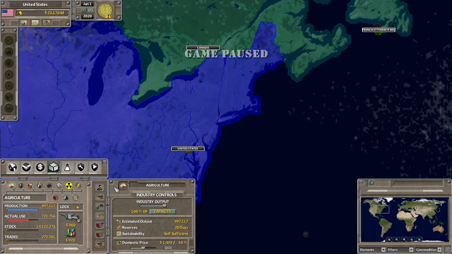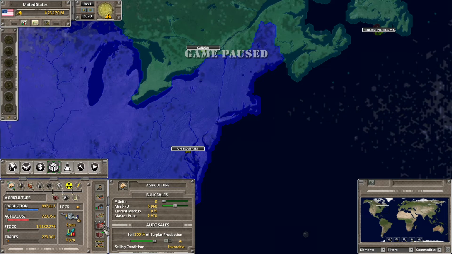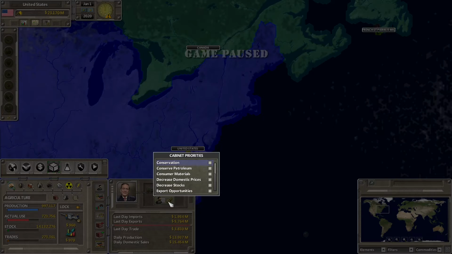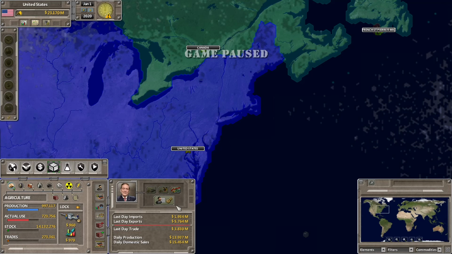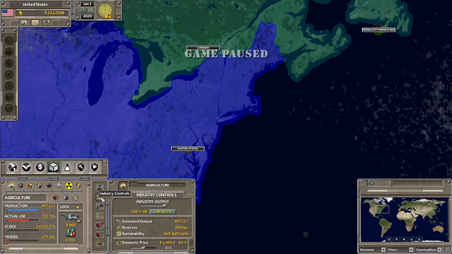And now that depends on if you are actually going into these tabs and selling things yourself and buying things yourself, or if you're letting your AI do it, or if you've given your AI any cabinet priorities. I can make a tutorial on that stuff if you want to know later, but this tutorial is already going to be a long one, so let's stay on topic.